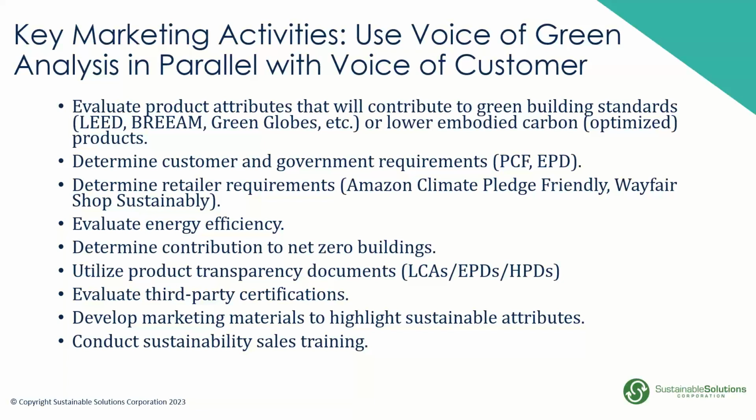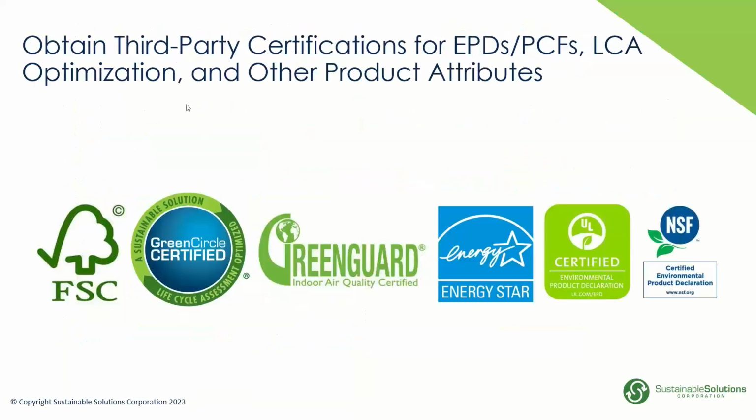Understanding the efficiency of your product, determining your contribution possibly to net zero buildings, looking at your transparency documents, LCAs, EPDs, HPDs, evaluating and using third-party certifications, putting marketing materials together, and then conducting sustainability sales training are all key things that you should build into that marketing plan that you're going to do. We definitely encourage many companies to get third-party certifications. You can see over here, if any of you are doing environmental product declarations, you are technically getting a third-party certification from the program operator. It could be UL, NSF, ASTM, EBU, different folks in Europe as well.